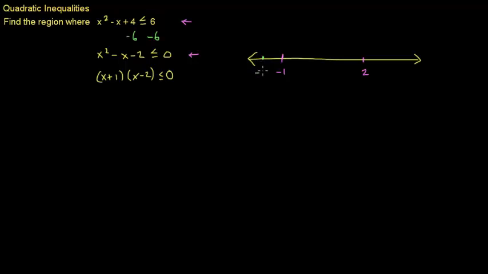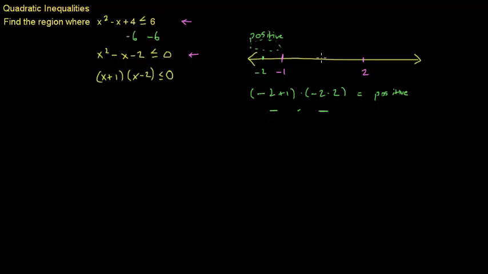So let's start by testing the point negative 2. Using the factored form, I have negative 2 plus 1 times negative 2 minus 2. Now this first factor is negative, and the second factor is negative, and so a negative number times a negative number gives me a positive function value. That means everywhere in this region my quadratic function is positive, because quadratic functions are continuous, and as we discussed in our last video, if you're positive at any point between zeros on a continuous function, you must be positive everywhere.